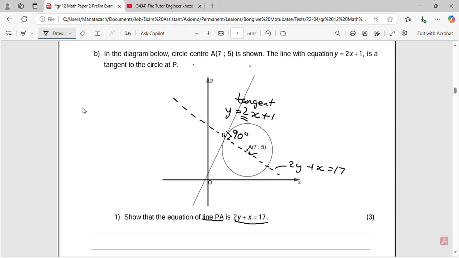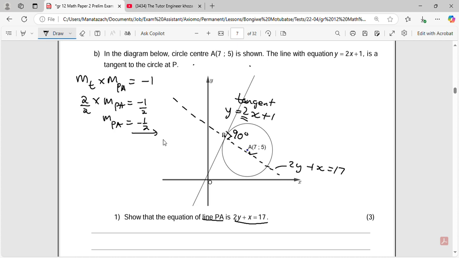So I'm sure you've seen the formula like this. The gradient of the tangent multiplied by the gradient of the line PA must be minus 1. So the gradient of the tangent, we're given that is 2, right, from the information. So we can quickly calculate the gradient for PA. So you divide by 2 this side, divide by 2 the other side. So the gradient for PA is actually minus 1 over 2.